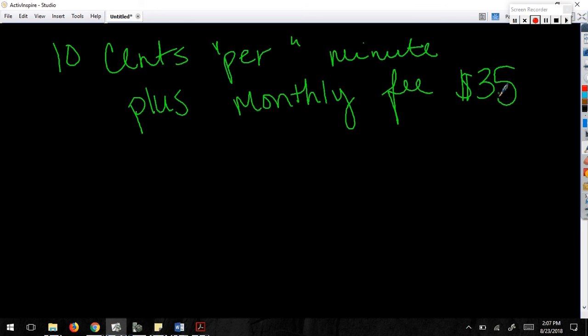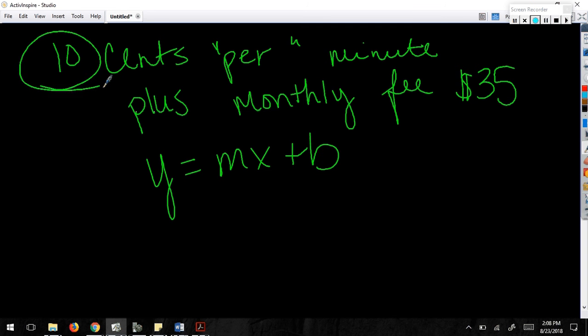All right, so the first thing it asks me is to write an equation that relates the total cost of the cell phone bill, which would be y, to the number of minutes you talk, which is going to be x. So if I think about mx plus b, my slope or my per, my rate of change, is going to be what? 10 cents. I'm going to do it as 0.1, because it's 10 cents out of $1. That way my answer's in dollars and not in cents. Does that make sense to you?